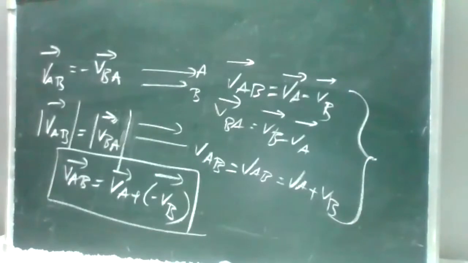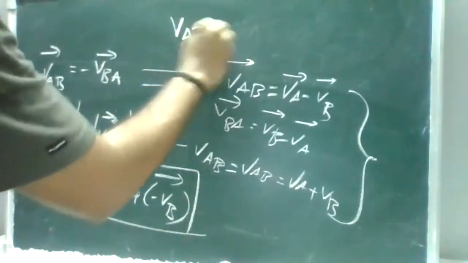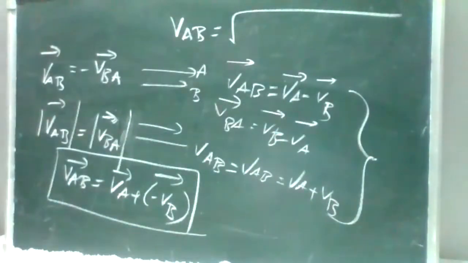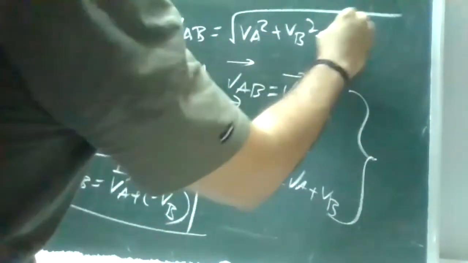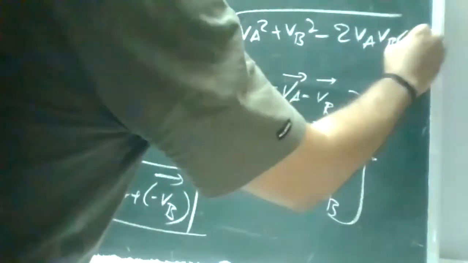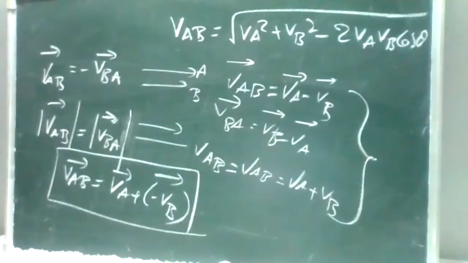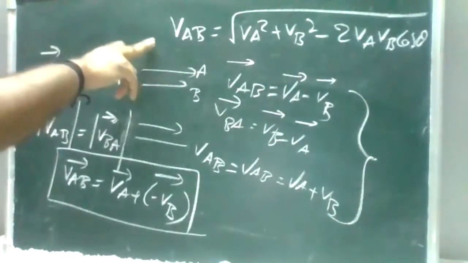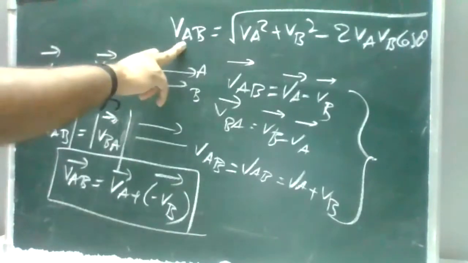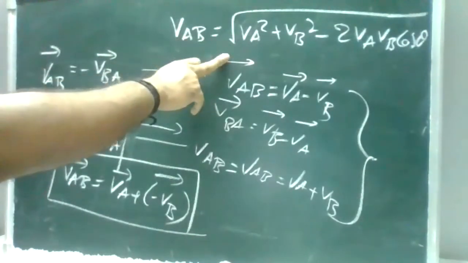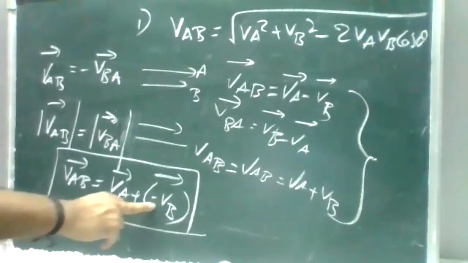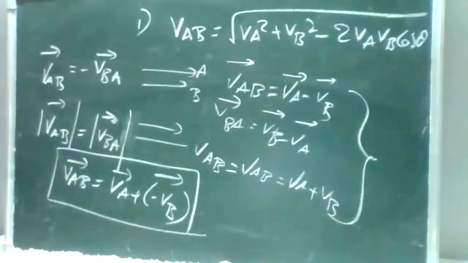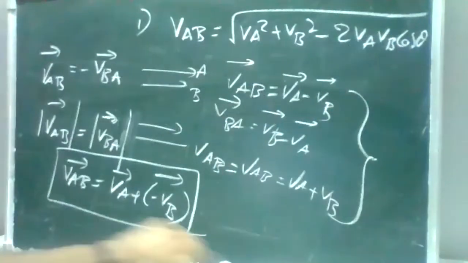But if you want to find the resultant, VAB is equal to square root of VA square plus VB square minus 2 VA VB cos theta. Remember, I am discussing this based on the same direction. This comes when two objects VA and VB, with relative velocity VA with respect to B, make an angle theta. Because of the minus, it is minus 2 VA VB cos theta; otherwise it would be plus 2 VA VB cos theta.